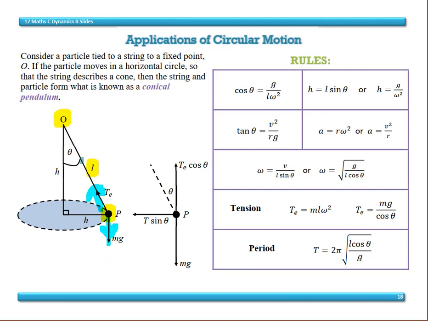And the angle the string makes with the horizontal is theta, which is here. If we just look at the forces in this diagram here, you can see the tension resolved into its horizontal and vertical components. And I just noticed I missed a little E for tension there.